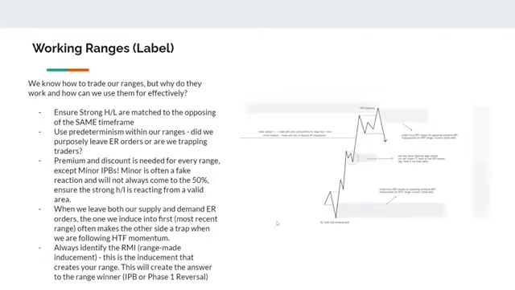I know you guys have seen this 1,000 times, but we're just going to quickly link what we've learned. This is the same thing, but for a bullish impulse example. So we know how to trade our ranges, but why do they work and how can we use them more effectively? Ensure your strong highs and lows are matched to the opposing one of the same time frame. Let's say this is a 15-minute strong low. This has to be a 15-minute strong high to actually form the range.